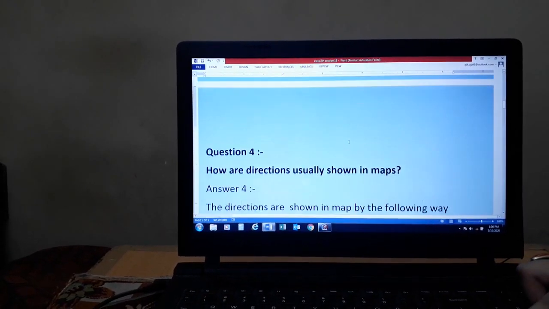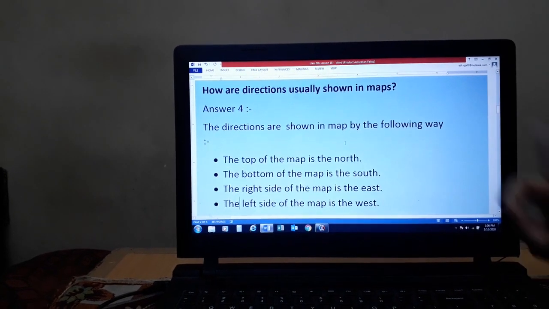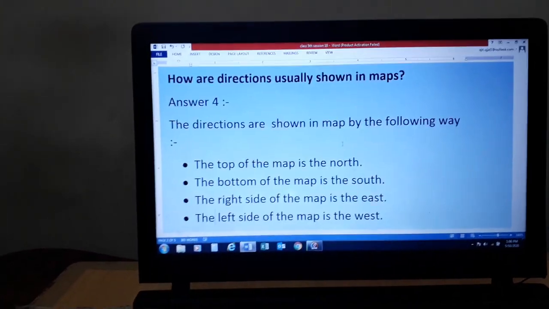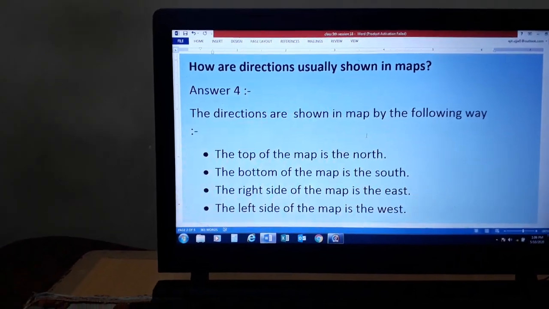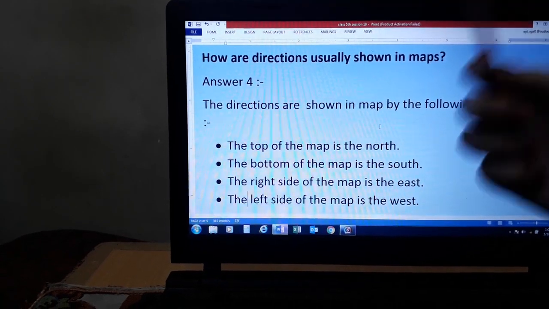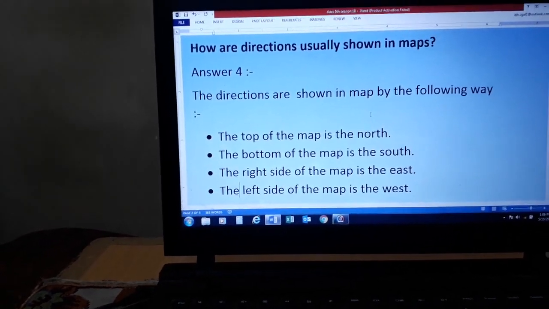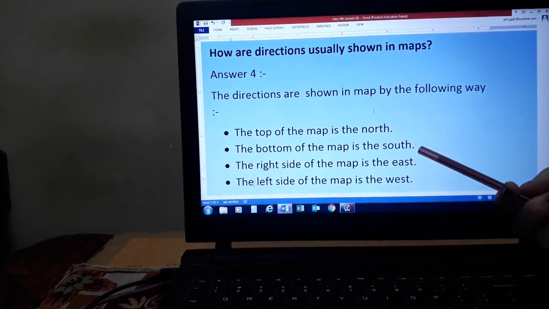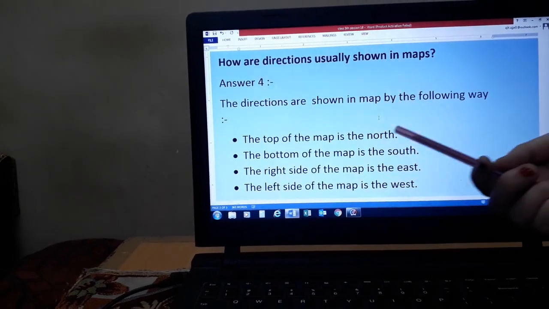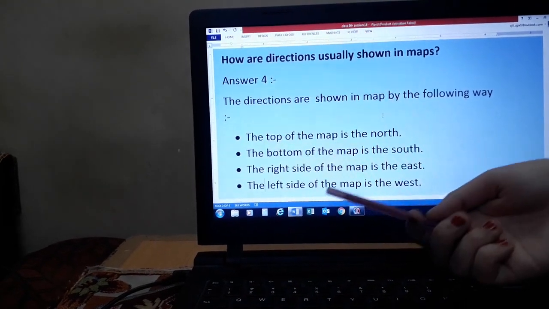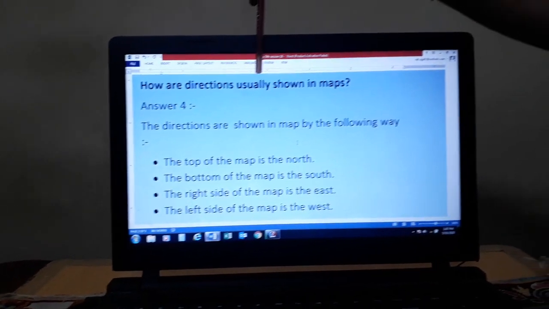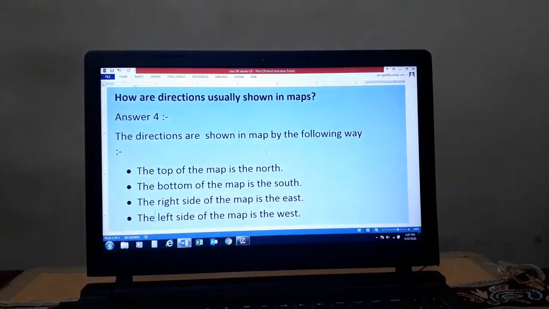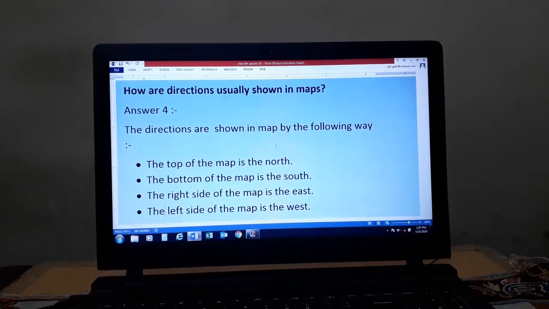Now students, question 4. How are the directions usually shown in maps? The directions shown in a map are in the following way. Students, the top of the map is the north direction. The bottom of the map is the south direction. The right side of the map is the east. The left side of the map is the west. Students, north direction, south direction, east direction, west direction. Like this, directions are shown in maps.